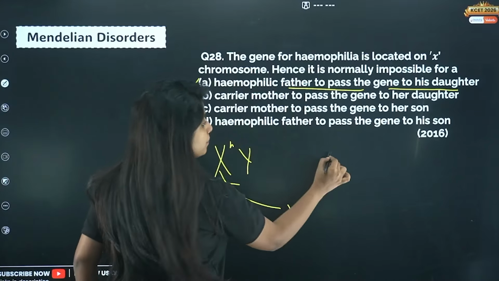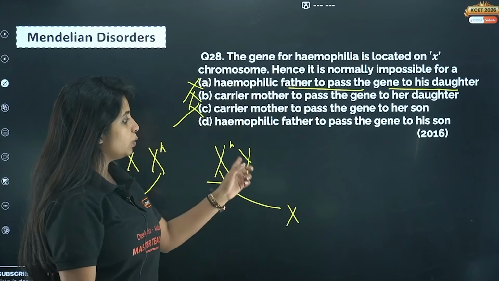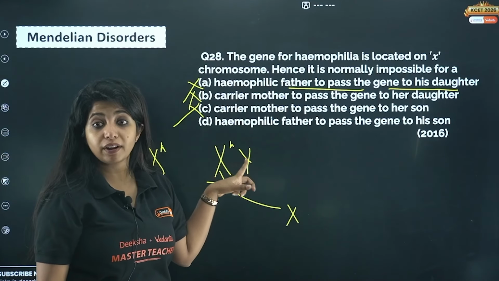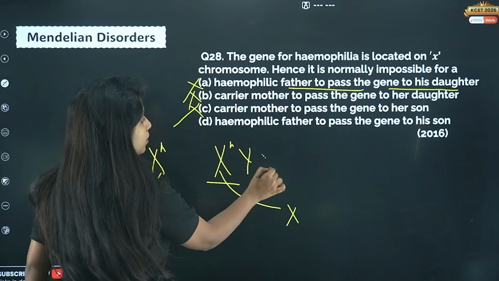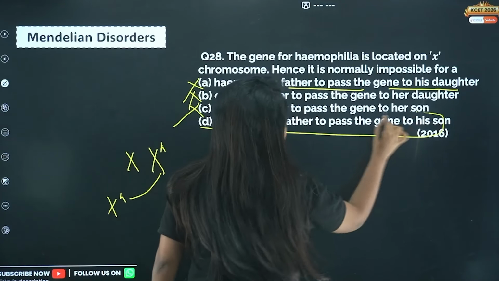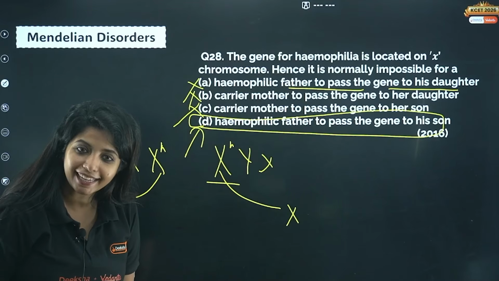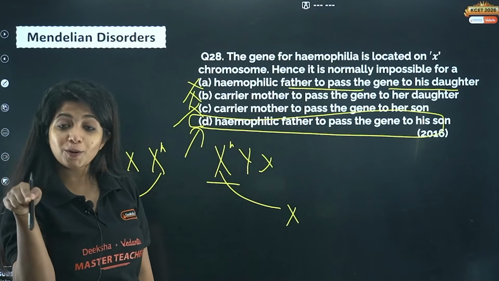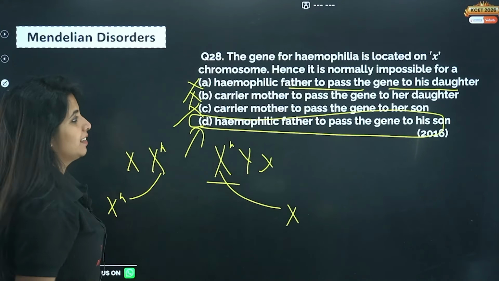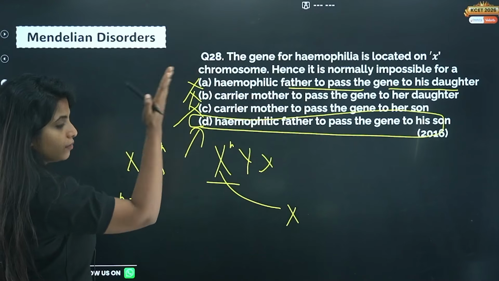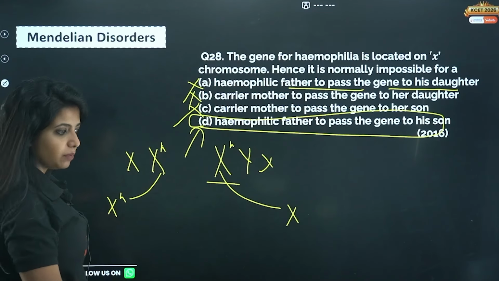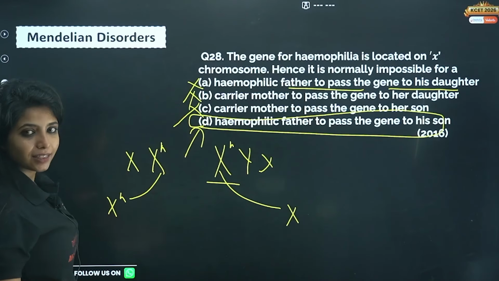Hemophilic father to pass the gene to the son. Can he pass the gene to the son? No, it has to be the Y chromosome that has to be affected if he has to pass. So this will be wrong. So a hemophilic father passing the gene to his son is practically impossible. That is why I said crisscross pattern. It's an X-linked disorder. So males, females, and then males, females, or females, males, and then males, like that it goes.